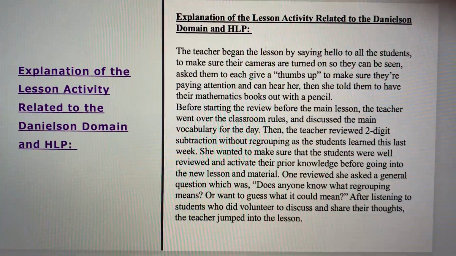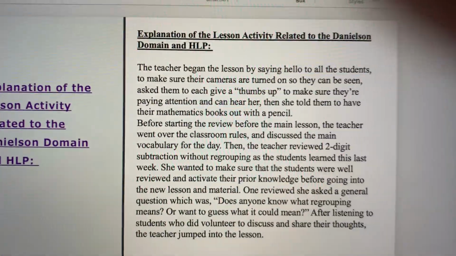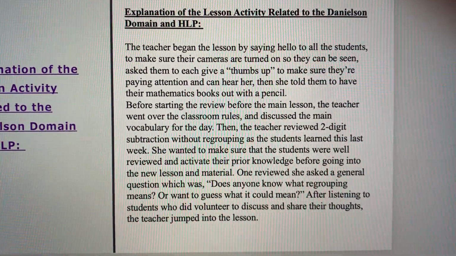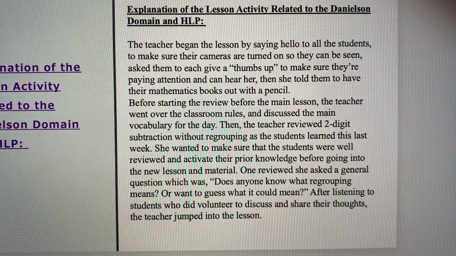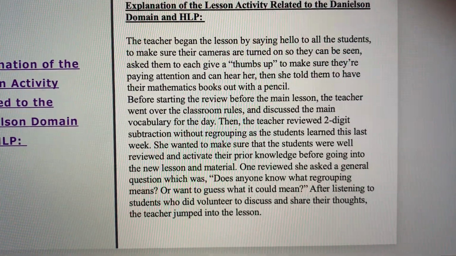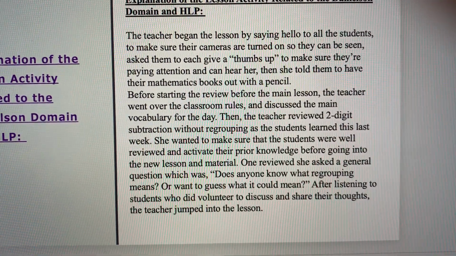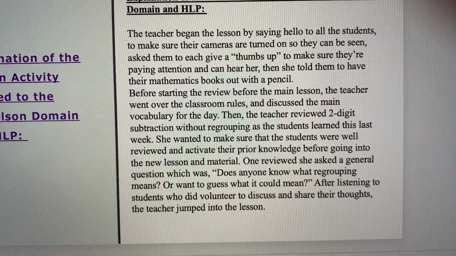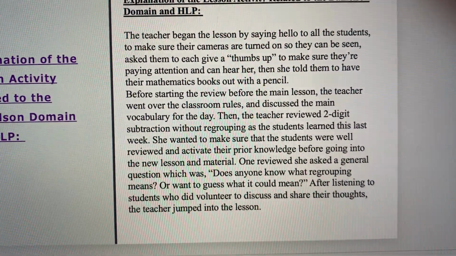So the explanation of the lesson activity related to the Danielson domain and HLP. The teacher began the lesson by saying hello to the students to make sure their cameras are turned on so they can be seen. She asked them to each give a thumbs up to make sure that they're paying attention. It's a way to grasp their attention, make sure that they can hear her, and she can hear them. Then she told them to have their mathematics book out with a pencil.